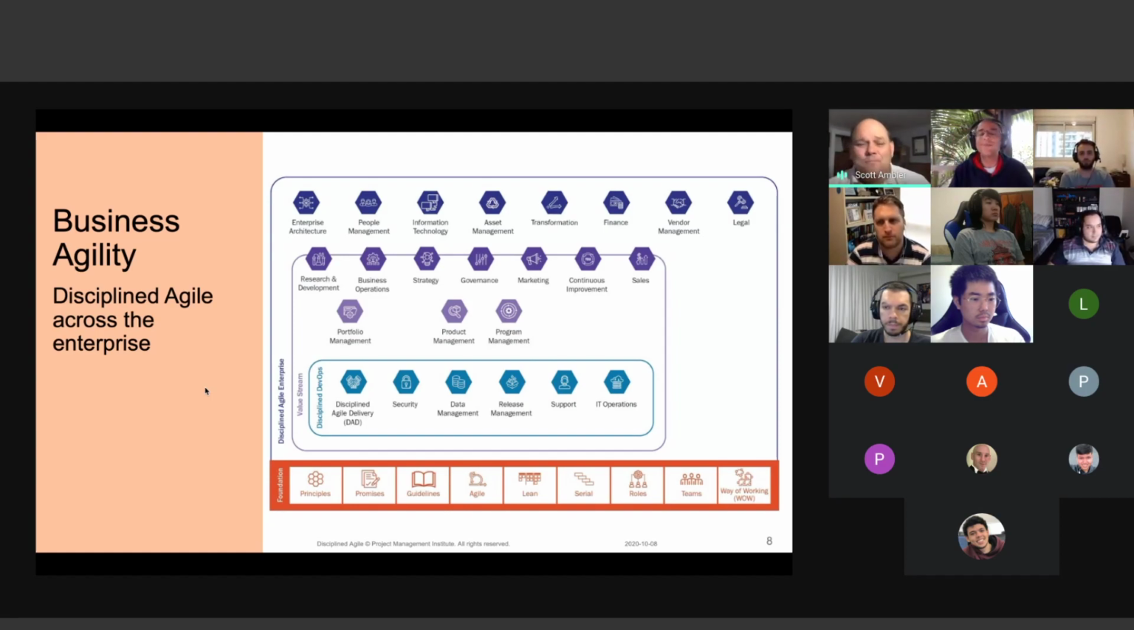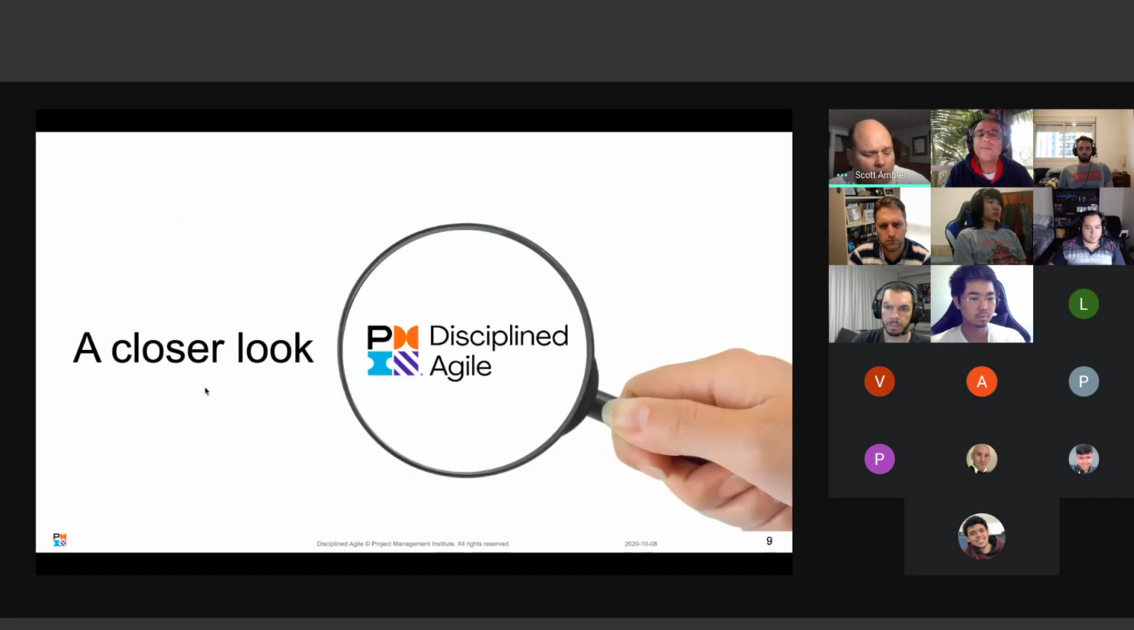So this is a problem. How can the HR folks, the people management folks, work in an agile manner and become better at what they do? In Disciplined Agile, we help organizations to truly become agile businesses and agile organizations. And this is hard, so we provide advice across the board.